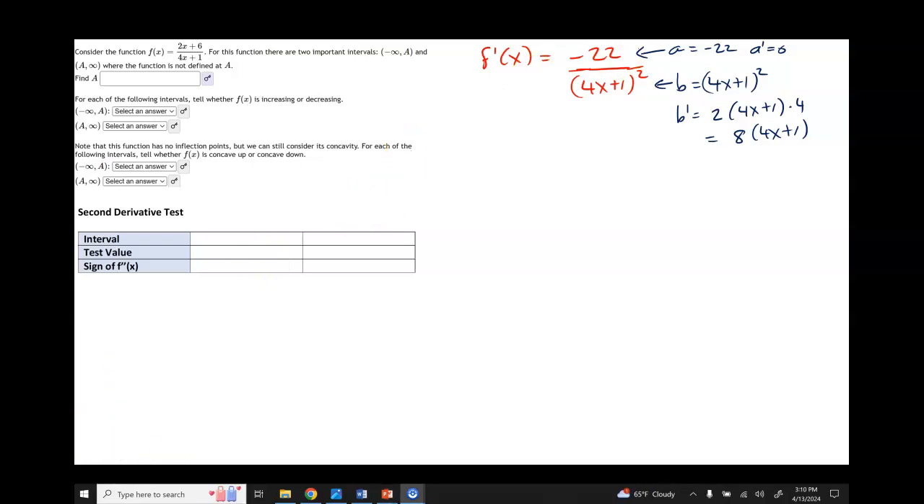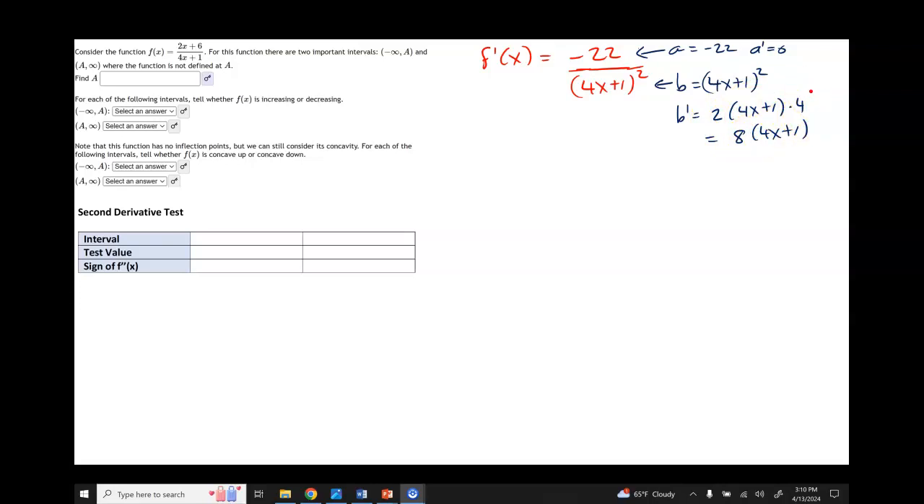So our a is going to be the numerator, negative 22, and the derivative of any constant is 0, so a prime is 0. Our b is going to be 4x plus 1 to the second power. For our b prime, the 2 is going to come down, so we have 2 times 4x plus 1. But anytime the parentheses contains anything that's not x, any other function, we have to multiply by the derivative of the parentheses, which is 4. So 2 times 4 is going to be 8 times 4x plus 1.